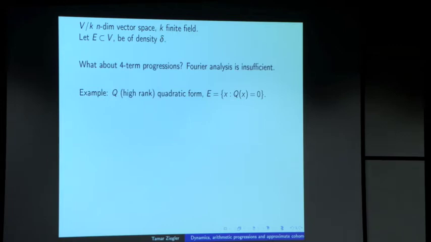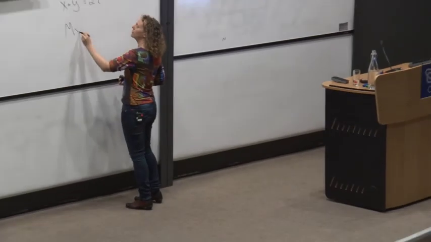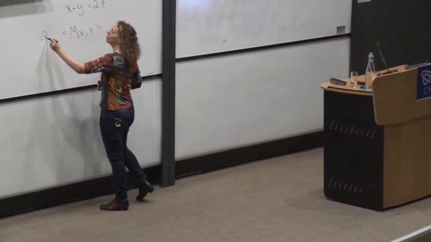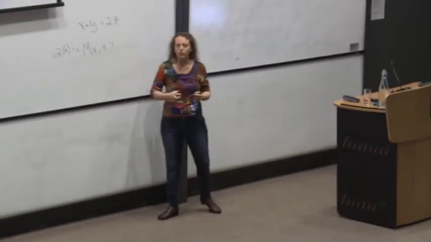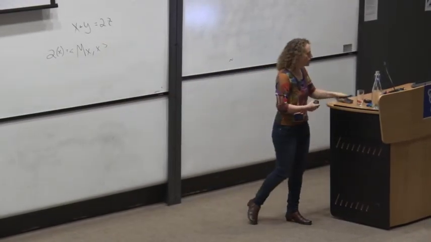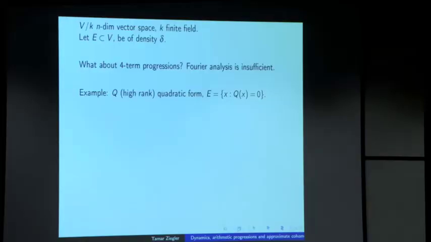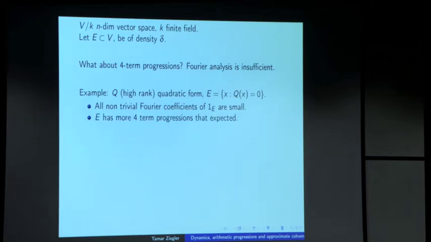Here's an example. Suppose you have a quadratic form. I say high rank, so think of this as your quadratic form, and high rank would be that this matrix has high rank as a matrix. If you have a high rank quadratic form, and you look at the variety defined by it, E, the set of x of the zeros of this quadratic form, then you can check that all non-trivial Fourier coefficients are small, but E has many more 4-term, well, also 3-term, but 4-term progressions than expected.